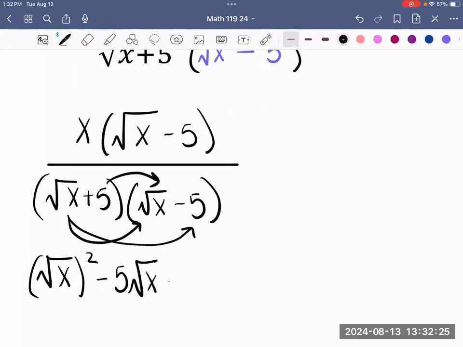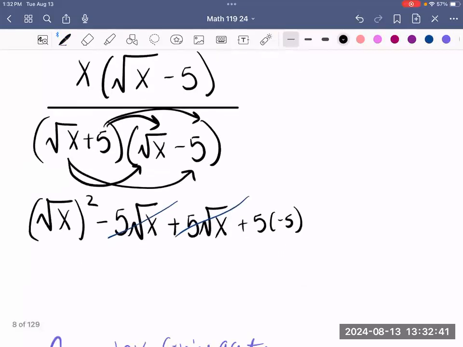And your next two is now a positive 5 times your square root of x, which you'll notice these two will end up canceling with each other. And then you have your last one, plus 5 times a negative 5. So those middle terms are going to cancel.